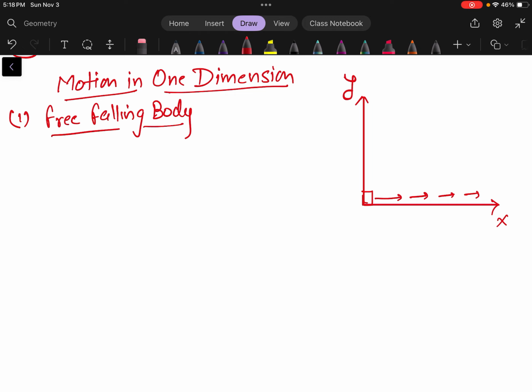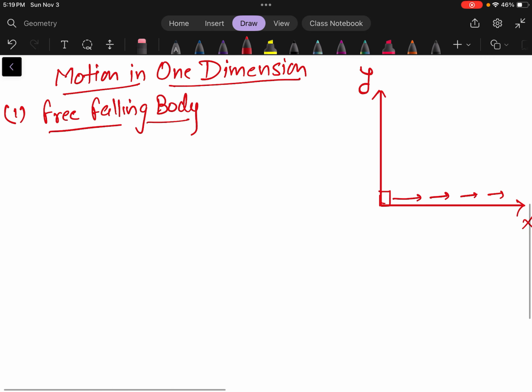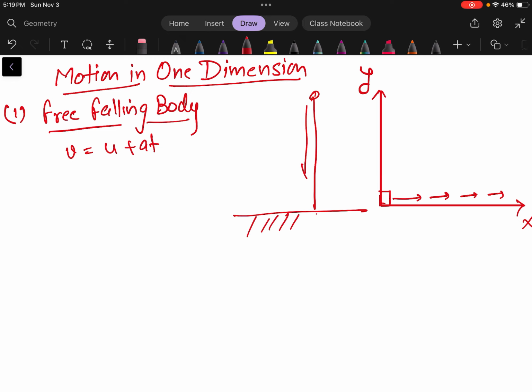So a freely falling body means, in the first law of motion we already discussed, v is equal to u plus at. If a body is falling from the top downwards, with the earth here and this particle freely falling, initially the velocity u is equal to 0 and acceleration is equal to plus g. So we already discussed v is equal to gt. This is the first law of motion.